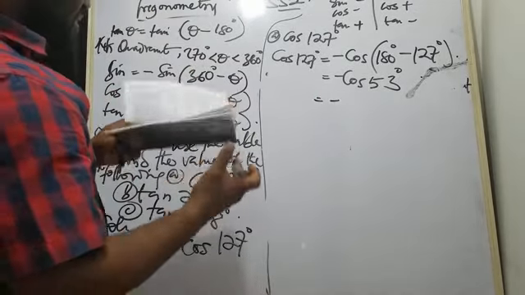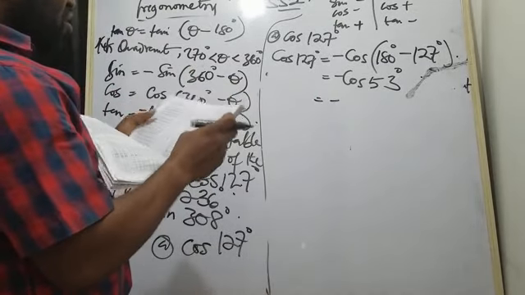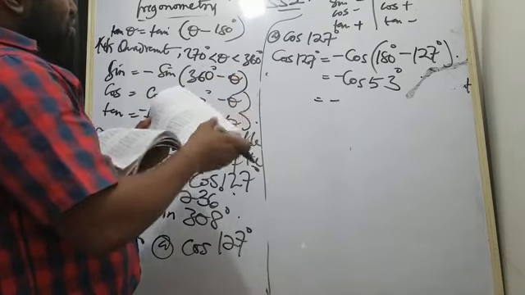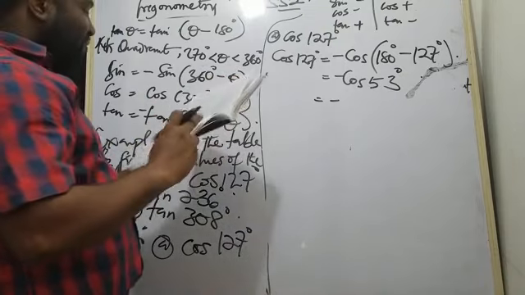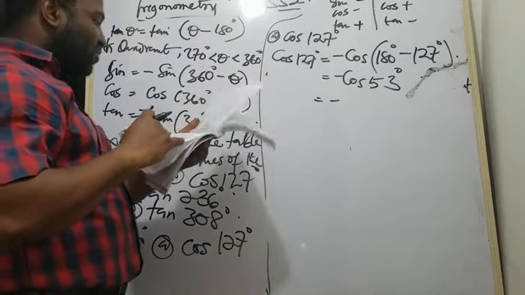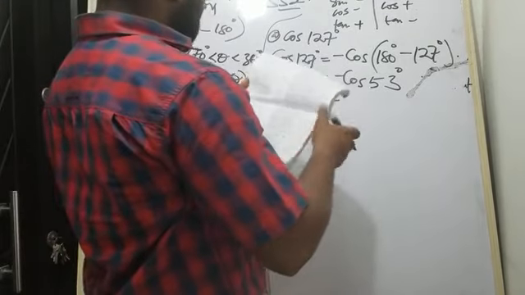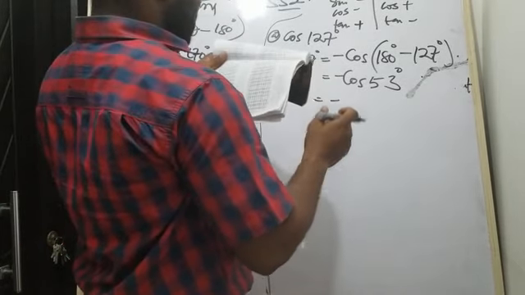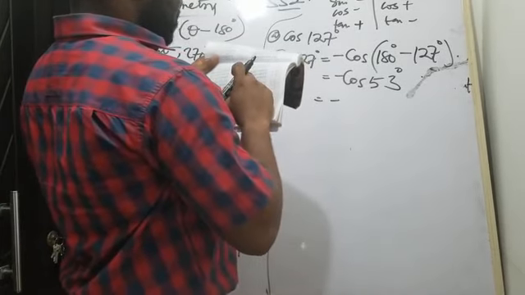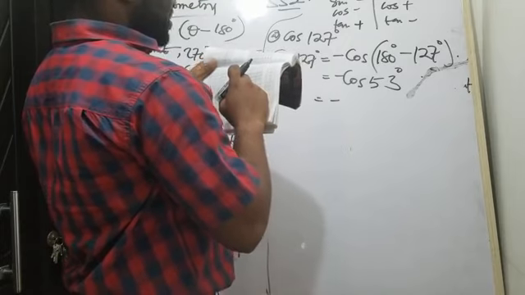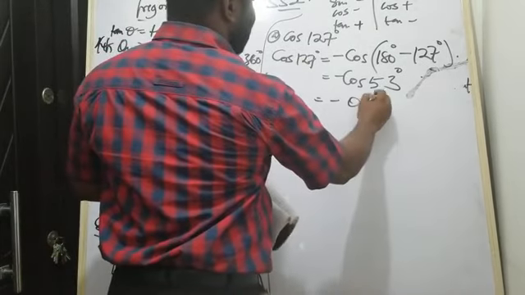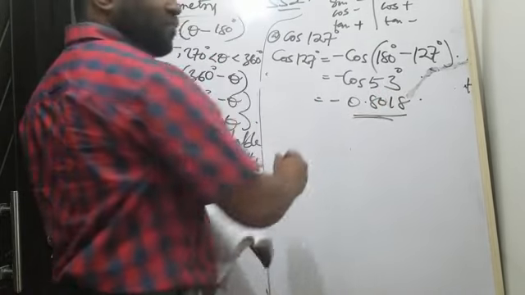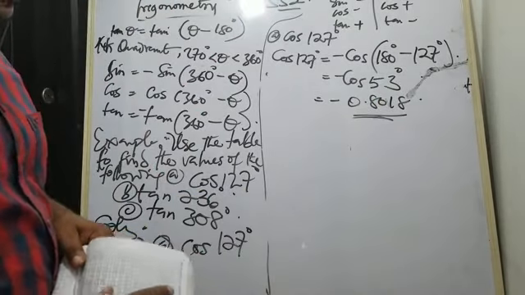Okay? Now you will get minus. Check cos 53 in your logarithm table or in your statistical table. You will check cosine of angles. Go to 53, cos 53. You have 0.6018. Hence your final answer. Okay?